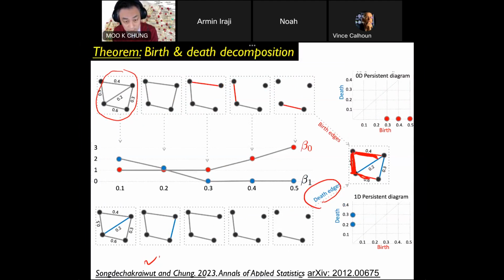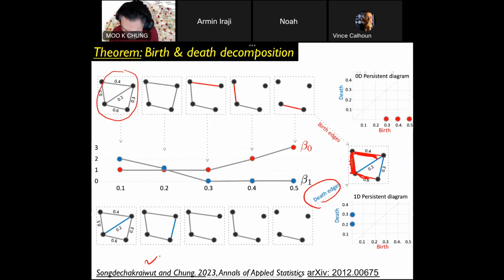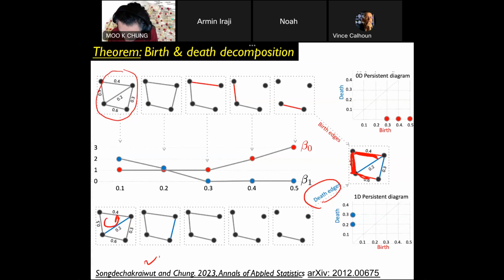So in this case, the cycle is already there. For example, this cycle is already there from negative infinity all the way till you delete the edges. So there are always death values, but there are no birth values.